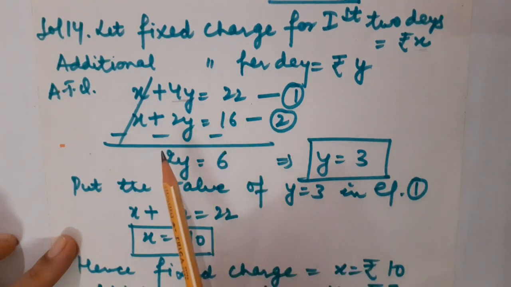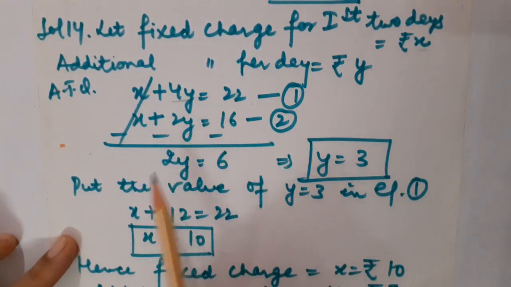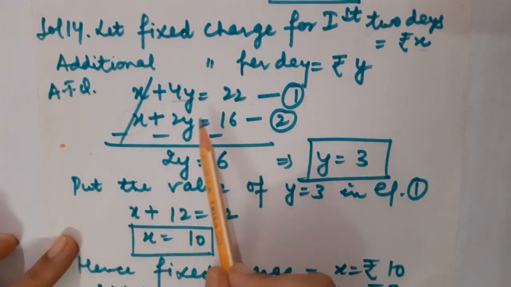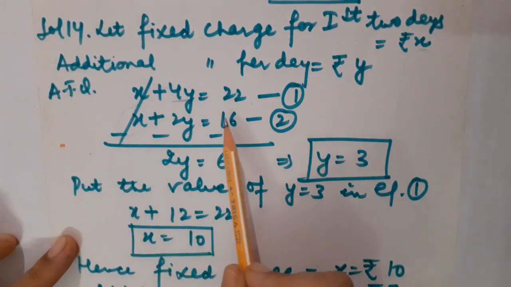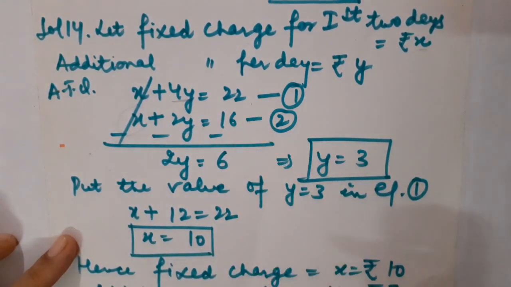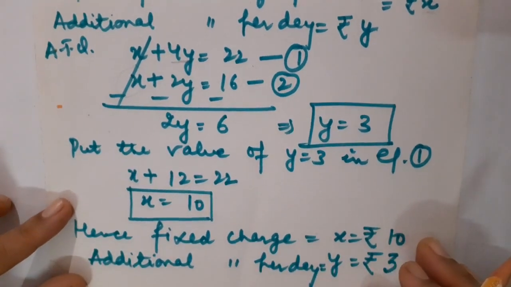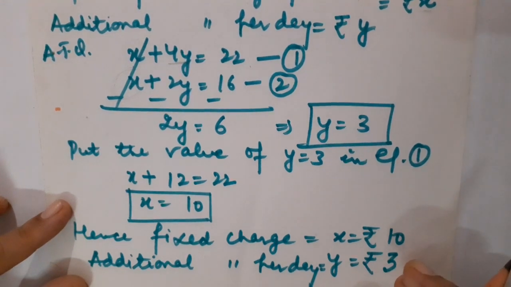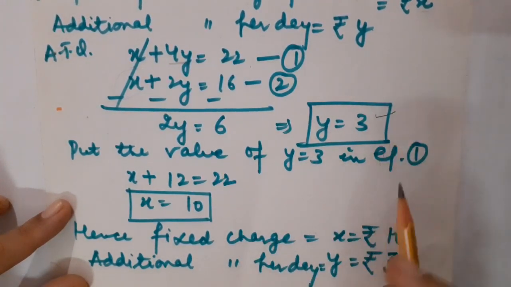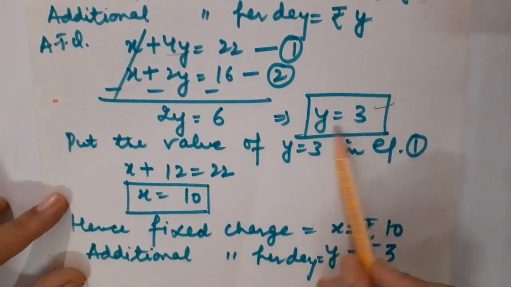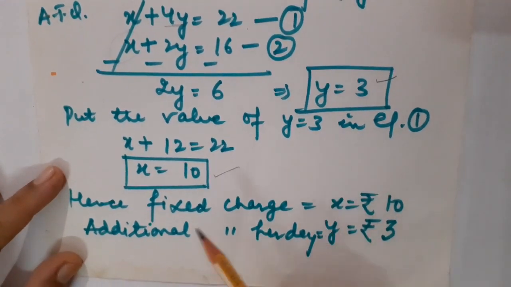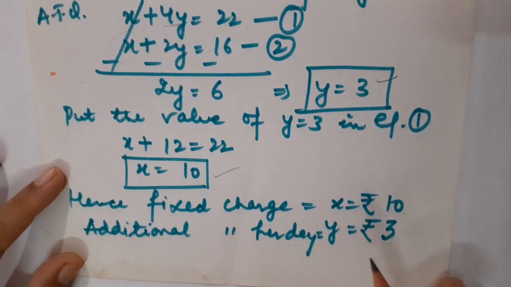In the same manner, Anu paid rupees 16 when she kept the book for 4 days. Again, this x is the fixed charge for 2 days. So she has to pay the additional charge for the next 2 days. Correct? So these are two equations ready in front of you. I am going to subtract equation number 2 from 1. Using the elimination method, I have got y is equal to 3. So substitute this value in equation number 1 and you will get x is equal to 10. So the fixed charge is x equal to 10 rupees and the additional charge per day is rupees 3.